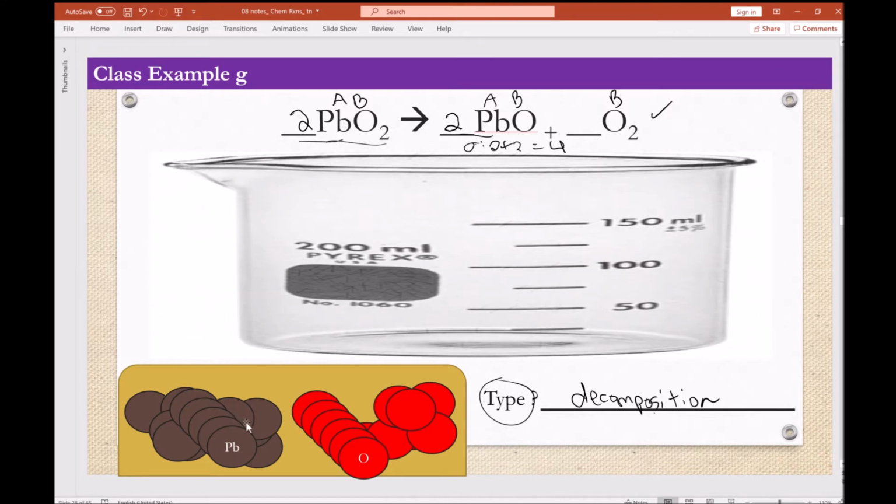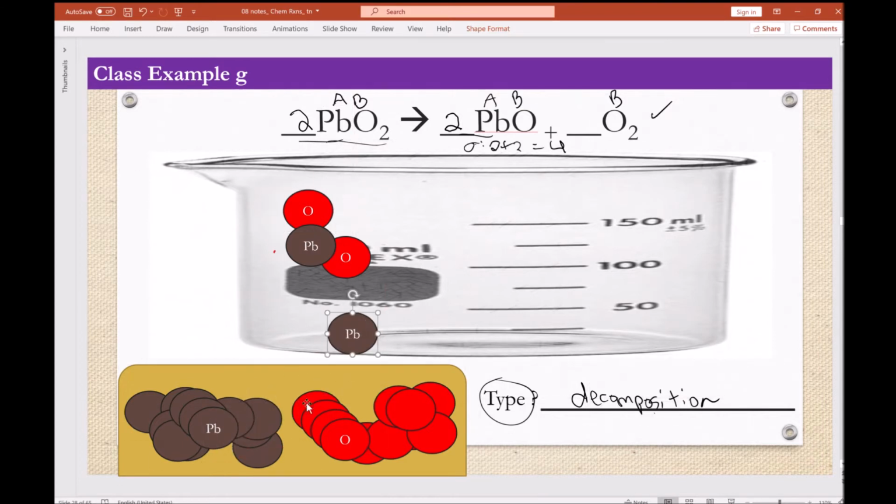Now it's time to model this reaction. Lead oxide. Here's my lead. Again, I'm going to right click on this image and send it to the back. And I have 2 atoms of oxygen bonded to it, 1 and 2. I need 2 molecules of this, actually 2 moles. Here we go. And these are going to react to produce 2 molecules of lead oxide.